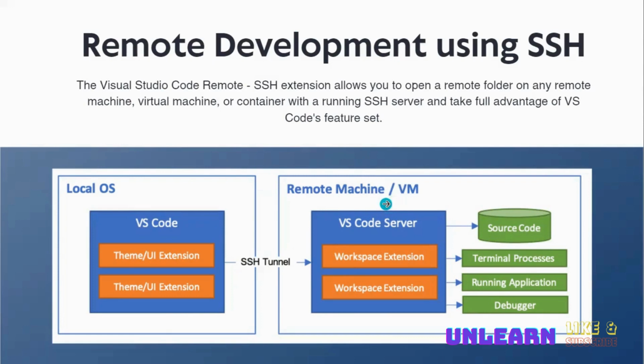There you can install software on that VM instance from your local machine through VS Code, and the Visual Studio Code Remote SSH extension allows you to open a remote folder on the remote machine. That means the virtual machine or a container. So with this SSH server, you can take full advantage of the VS Code feature set, and you can connect to the VM instance.